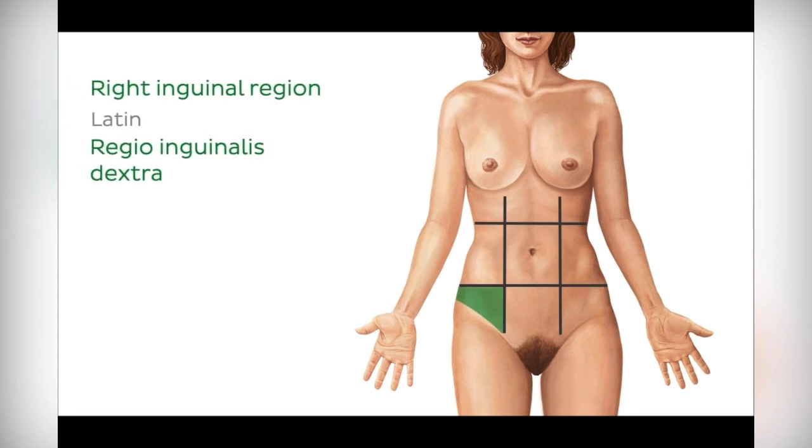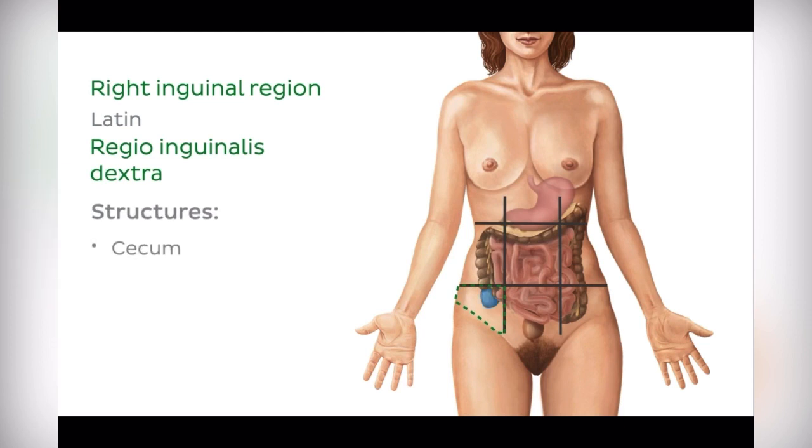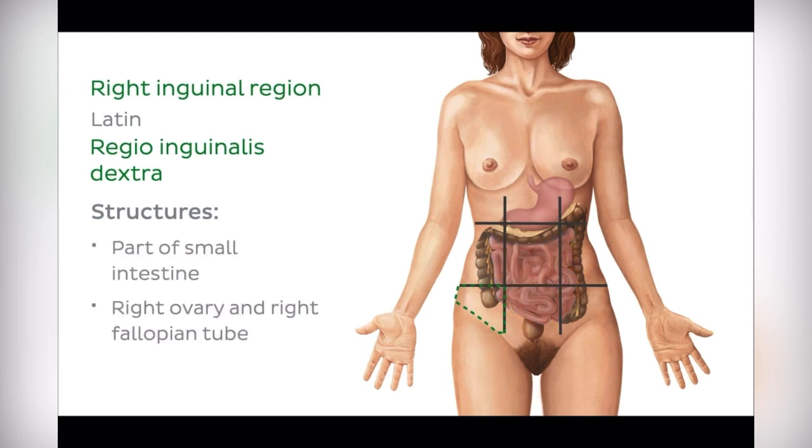The right inguinal region is situated superior to the right inguinal canal and ligament. Some other structures of this region include the cecum, the appendix, the ascending colon, part of the small intestine, and the right ovary and right fallopian tube in the female pelvis.